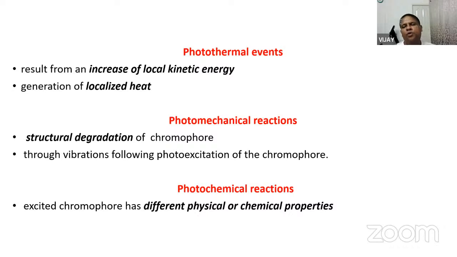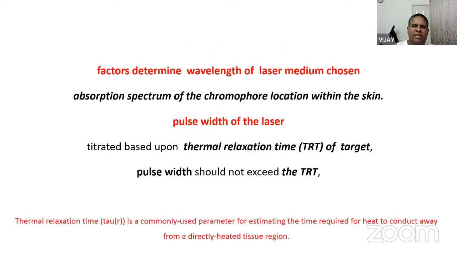Photochemical means a new chemical compound is developed after the laser energy is absorbed into the chromophore, with different chemical properties. So if the laser light destroys the melanin, then the darkness is gone. If it destroys the hair follicle, then the hair follicle is gone. If it touches the collagen and the scar, then there is scar rejuvenation. So this is how a laser works.